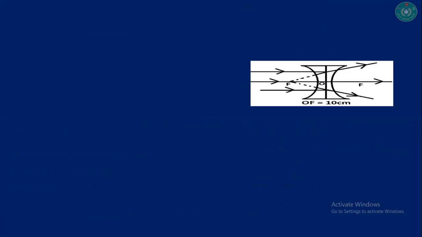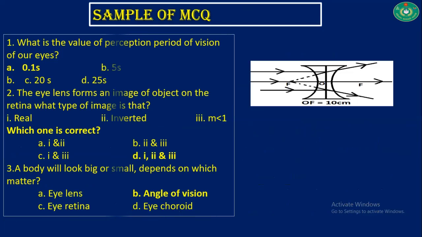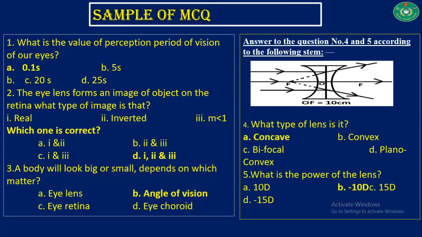And here I have a question for you. That is an MCQ sample question, and try to solve this question. First question is, what is the value of perception of vision of the eye? That is 0.1 second. And though our main lecture has finished, here are some sample MCQ questions, and pause the video here and try to solve these MCQ questions.